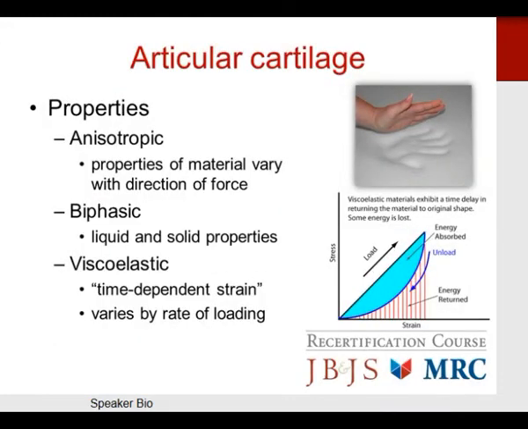The properties which are important include that it's anisotropic, which means the properties of the material vary with the direction of force applied. It's biphasic, meaning that it has both liquid and solid properties, and it's viscoelastic, meaning it has time-dependent strain, and it varies by rate of loading. So viscoelastic would include the picture in the top right, where the imprint of the person's hand is on the mattress. Once you remove the force, it slowly returns back to its normal state.